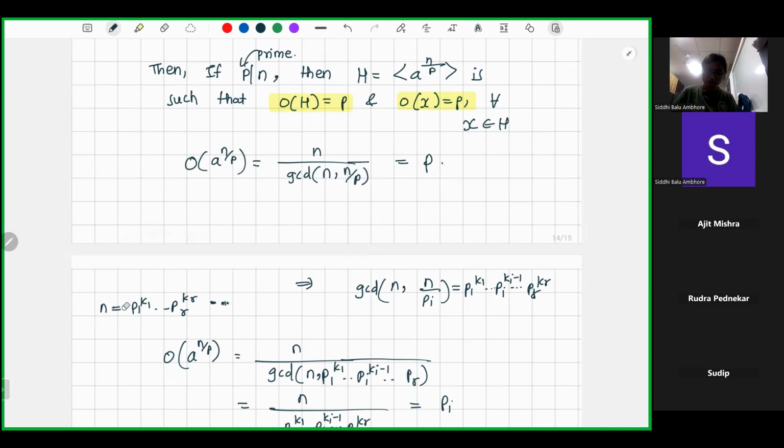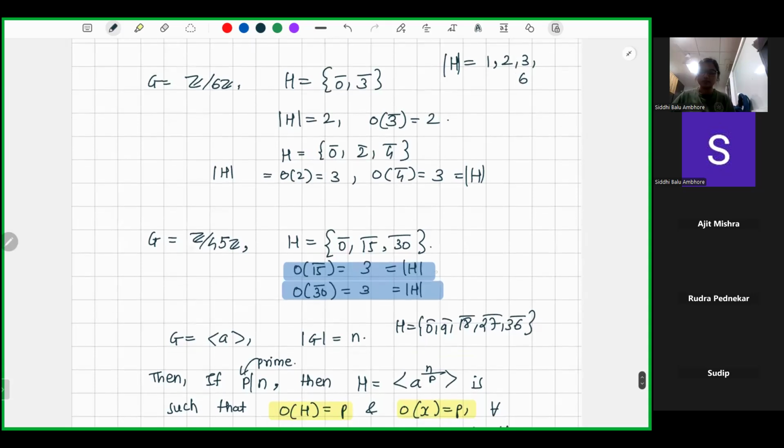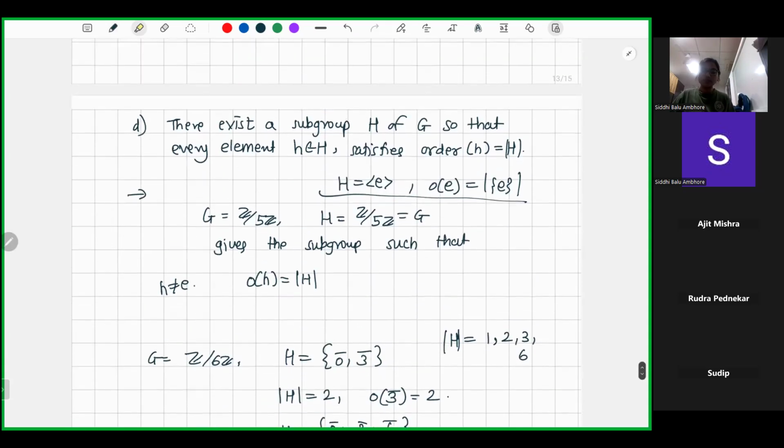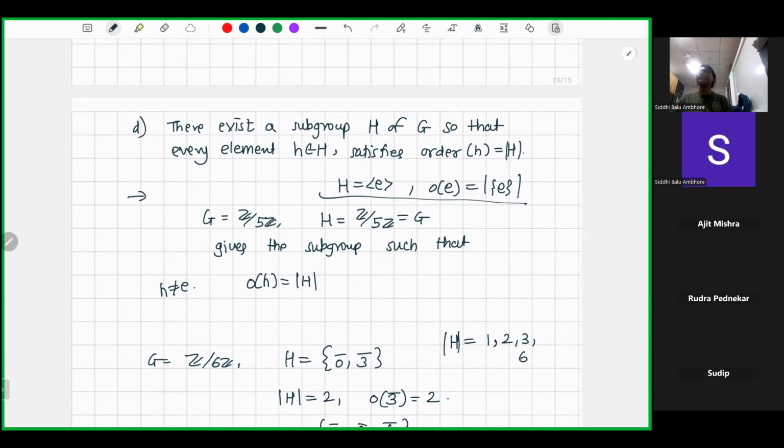Let me just write again. N is equal to P1 power K1 ... PR power KR, for PI dividing N. Is this okay? So this is always there. We can always find this H such that this is happening. Any doubts here? No doubts. Okay.